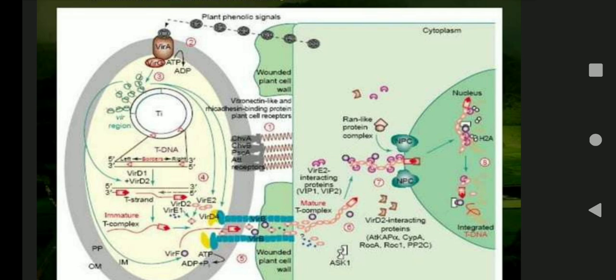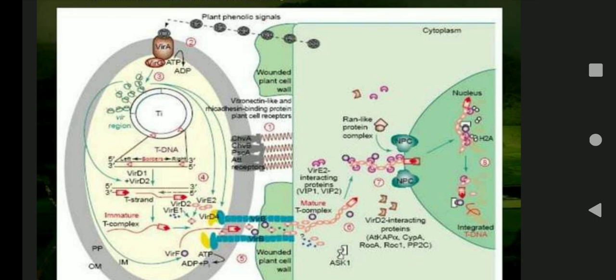Then the virulent region proteins, VirE2, interact with the proteins VIP1 and VIP2. The mature complex then moves from the infected site to the interior of the cytoplasm. Then it binds with the Ran-like protein complex.